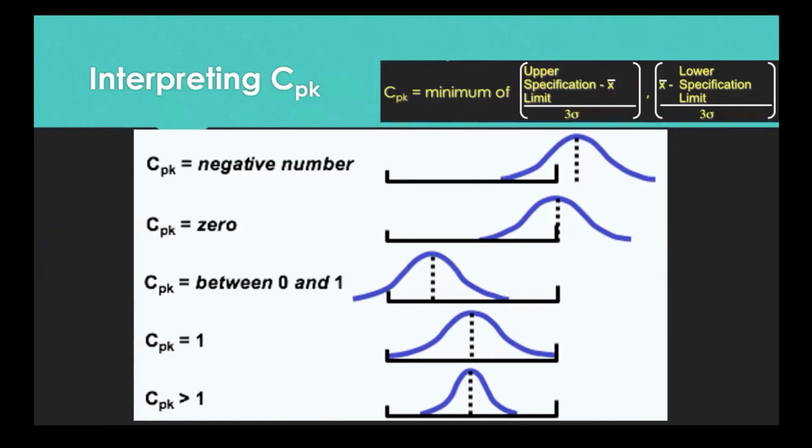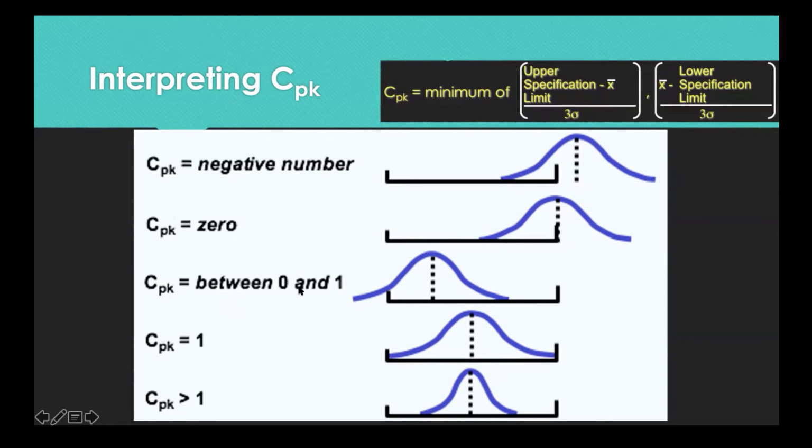So look at the graphical interpretation of Cpk. If Cpk is a negative number, that means the mean is way over on your upper specification. So that's what it means. If it is a negative number, it's right here. If it is 0, then your process mean is on the upper specification.